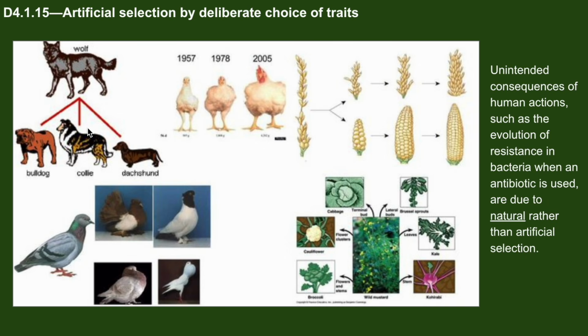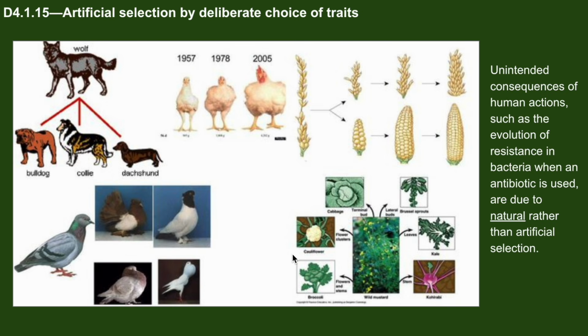Other examples of this are different dog breeds that originally came from the wolf. You can see here we've been selecting for larger and larger chickens just over the past 50 or so years. We can see differences in wheat and corn. We can see these wild-looking pigeons that have been bred as fancy pigeons. And then here's that wild mustard that was on the previous slide, and all of the different foods that we have created by breeding for specific traits.